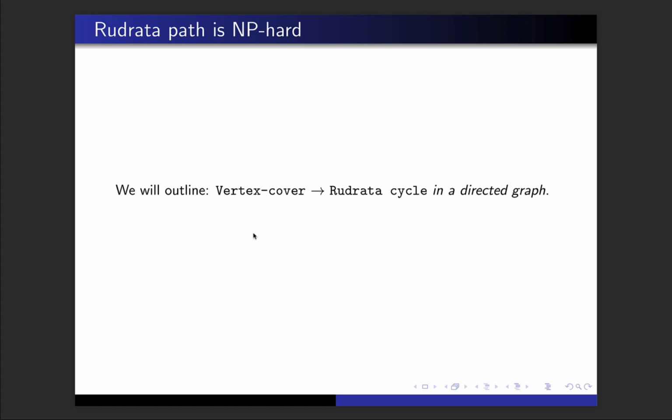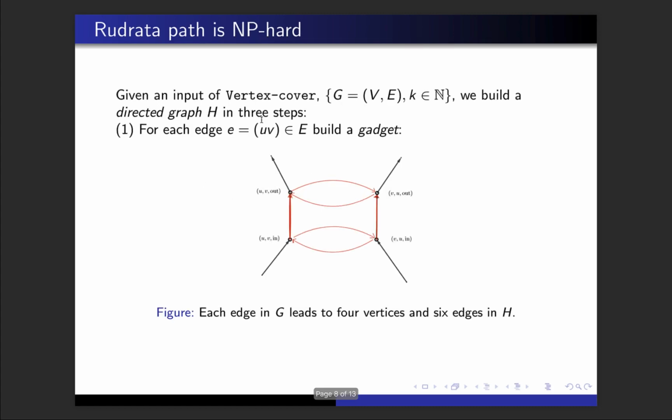Given an input of vertex cover, that will be a graph G and a natural number K, I want to build a directed graph H out of this graph, and I would like to use this number K somehow. I will outline for you why having a vertex cover on the first graph implies that we have a cycle visiting every vertex exactly once on the second, and vice versa.